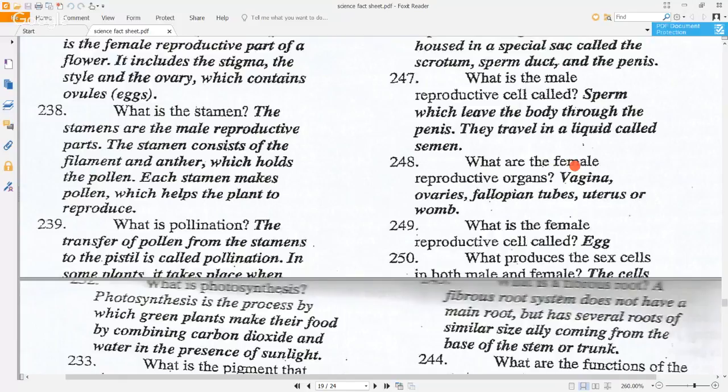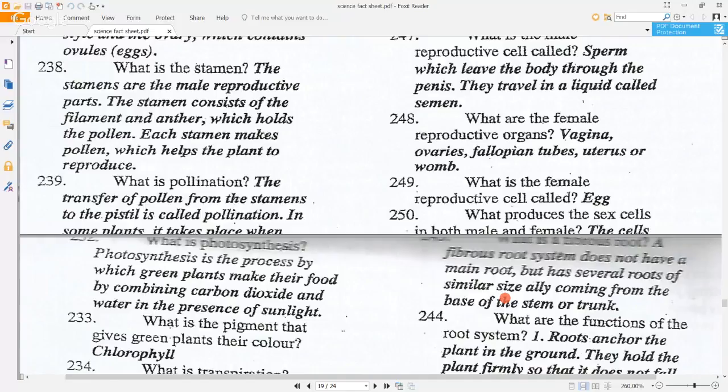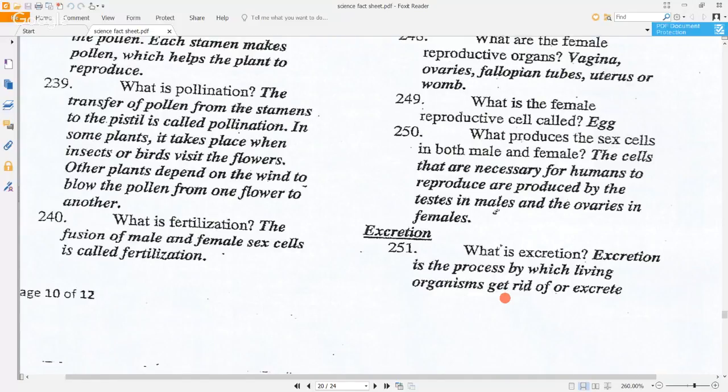What are the female reproductive organs? We have the vagina, the ovary, the fallopian tubes, the uterus, or womb. What is the female reproductive cell called? Well, it's called an egg. What produces sex cells in both males and females? The sex cells that are necessary for humans to reproduce are produced by the testes in males and the ovaries in females.